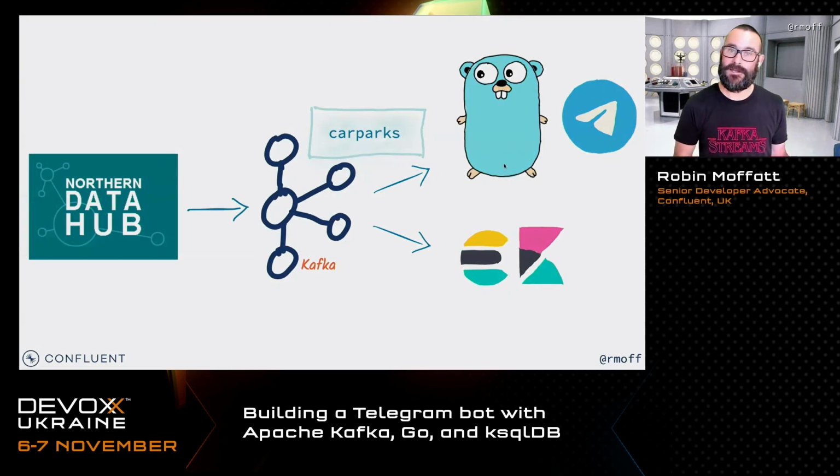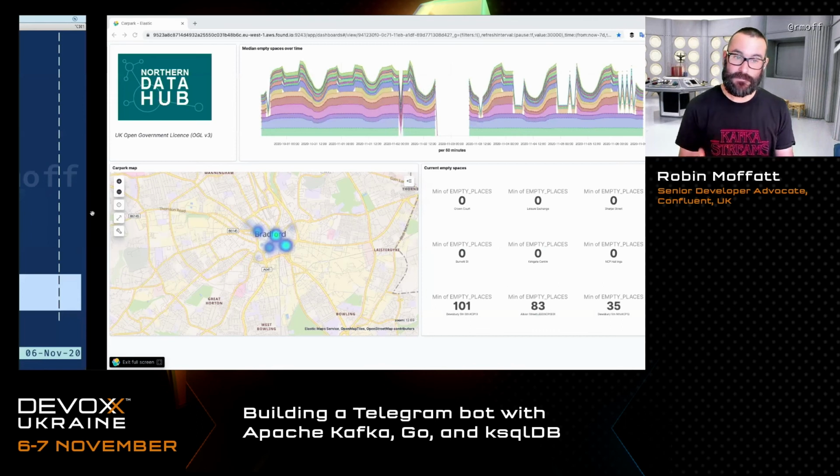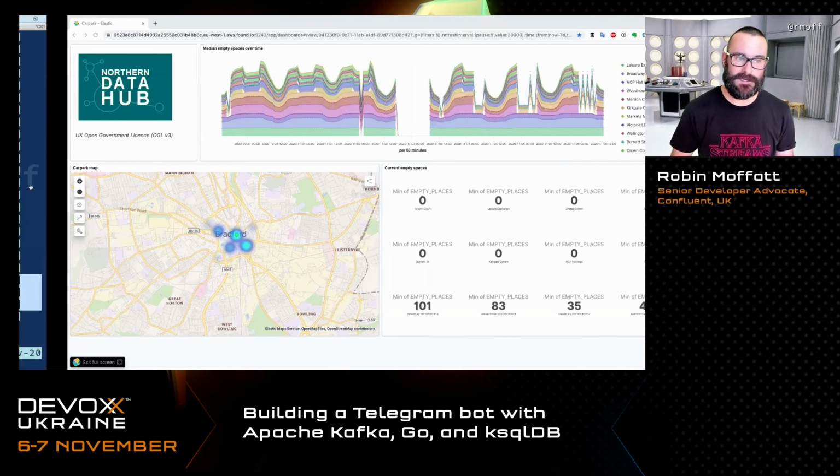You can also stream that data over into Elasticsearch and build a dashboard on top of it. So we've got that longitude and latitude that we built into the objects, so we can actually plot maps based on that data and analyze the data within that.